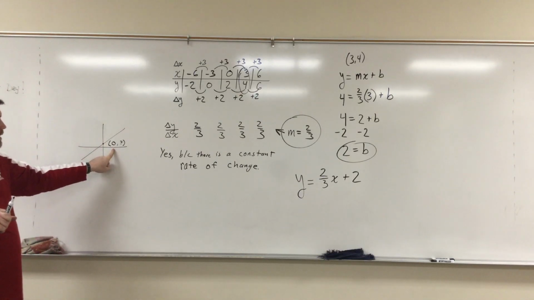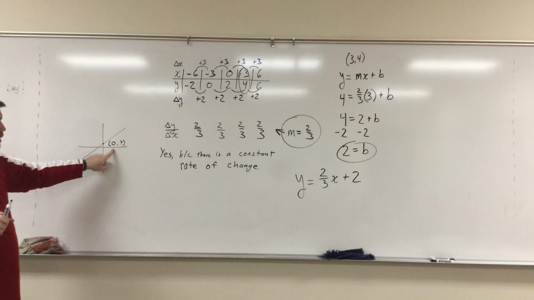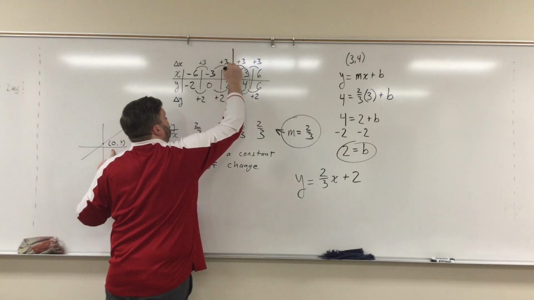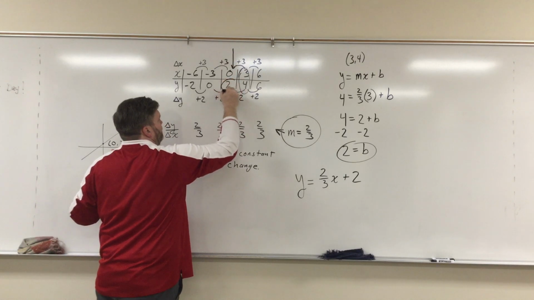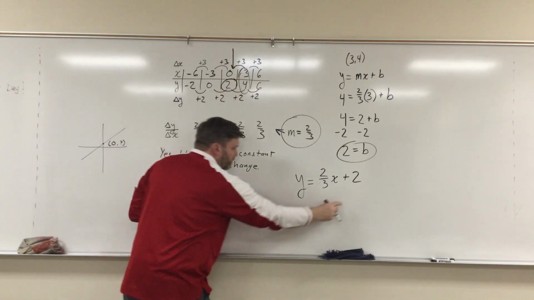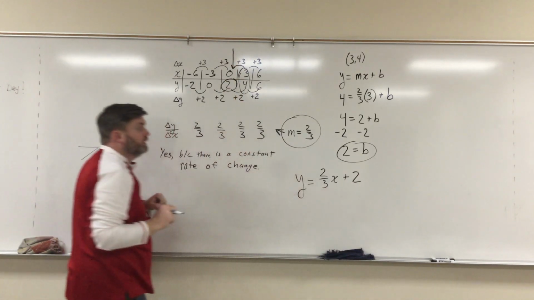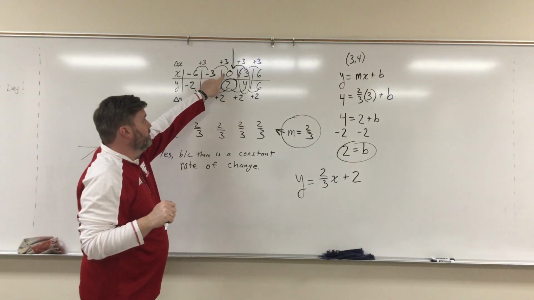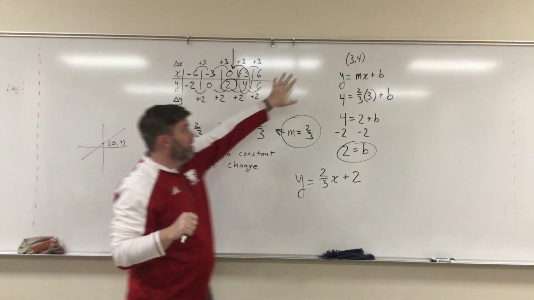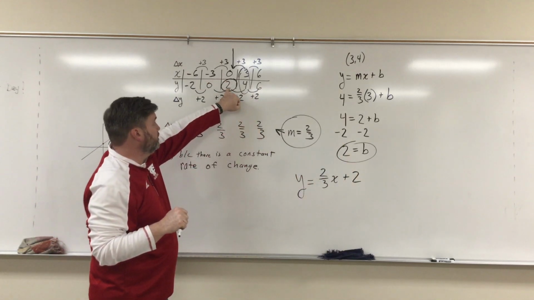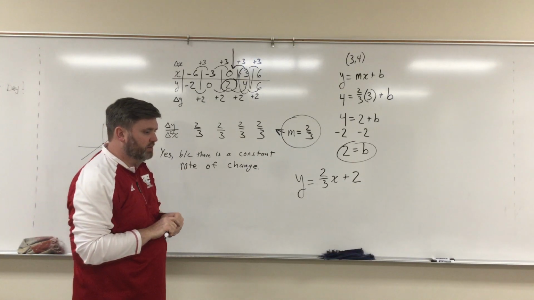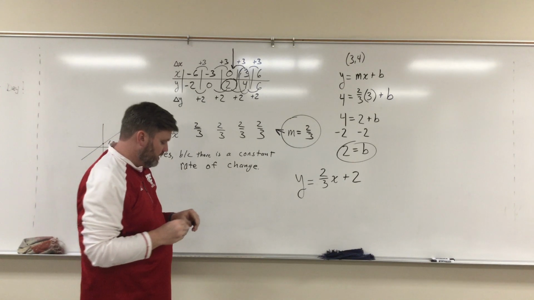If x is 0, we know we're on the y-axis. Well, look right here. X is 0, and look what y is. It's 2. Well, look what our y-intercept was. It's 2. In other words, if I give you an x value of 0, you don't have to do all this work. You can just say 2 is my y-intercept. You can skip a whole lot of work. It's not a bad shortcut. It'll save you a lot of time.